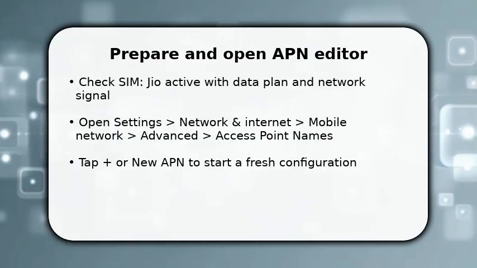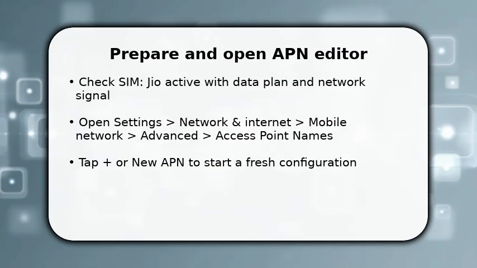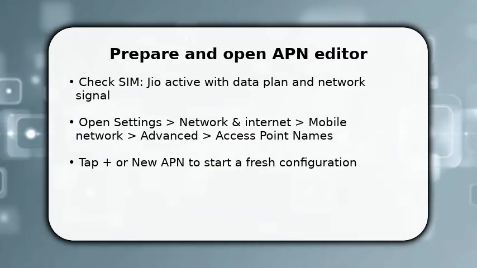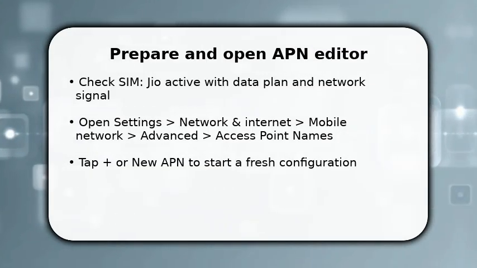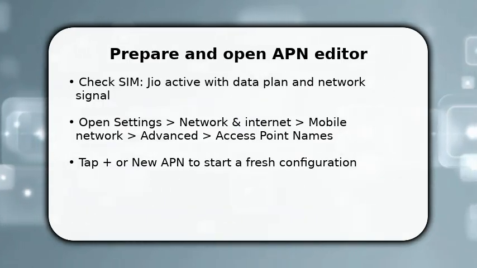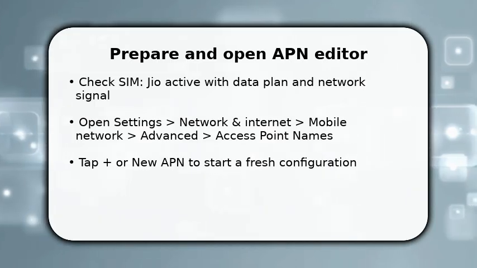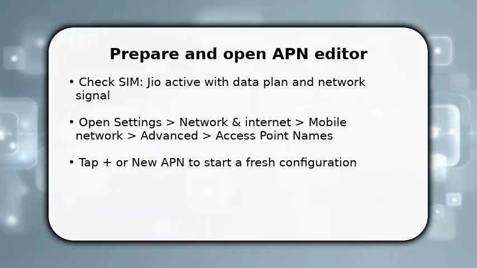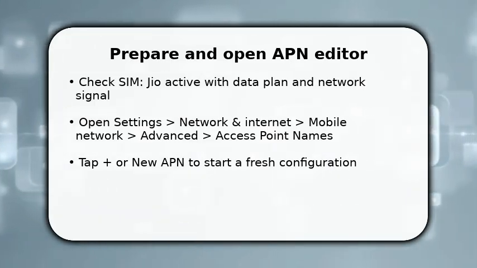You begin by confirming your Geo SIM is active and has data. Without signal, APN changes won't help. Once ready, open Settings, go to Network and Internet, select Mobile Network, then Advanced and Access Point Names. Tap the plus sign or New APN to create a profile.